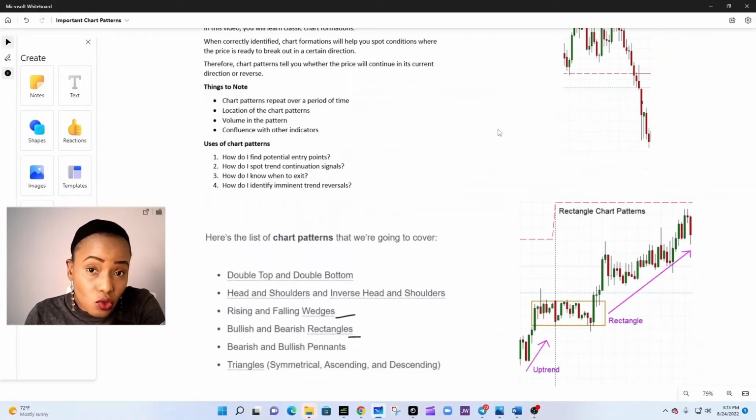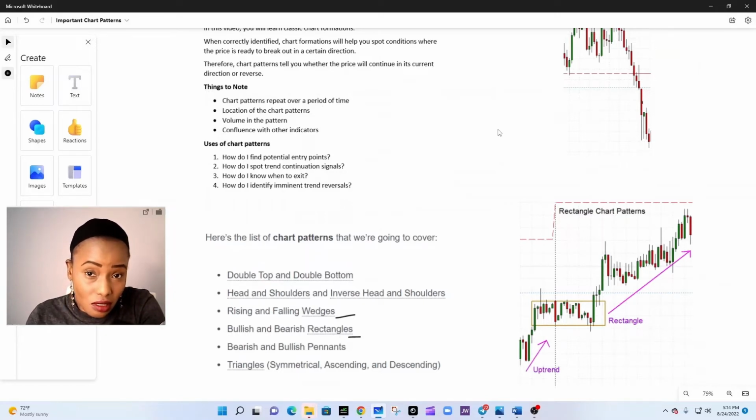So what are the uses of chart patterns? As a trader, you want to ask yourself, how do I find potential entry points? Remember, your business here is to look for points of interest, to look for potential signals that give you entry points. Another question you want to ask yourself, how do I spot trend continuation signals?